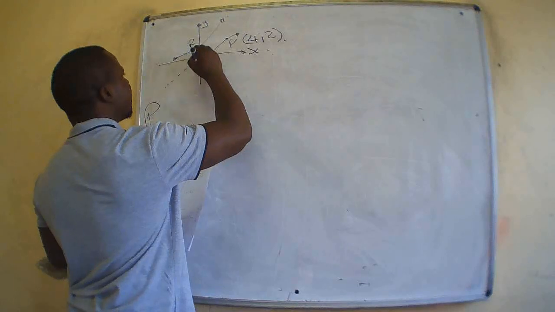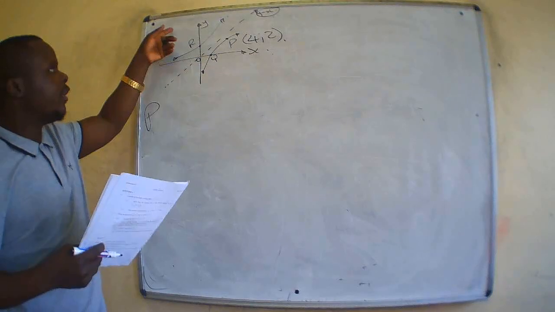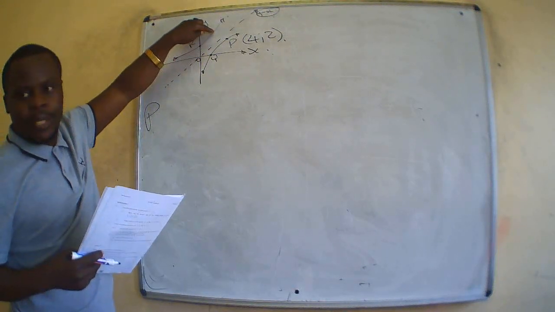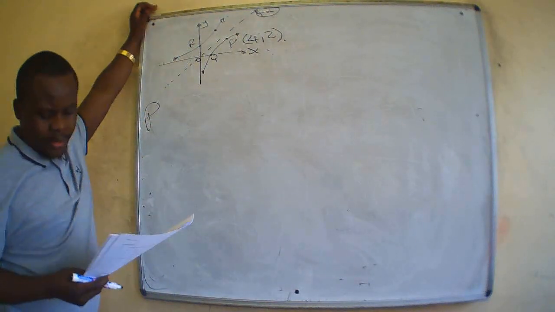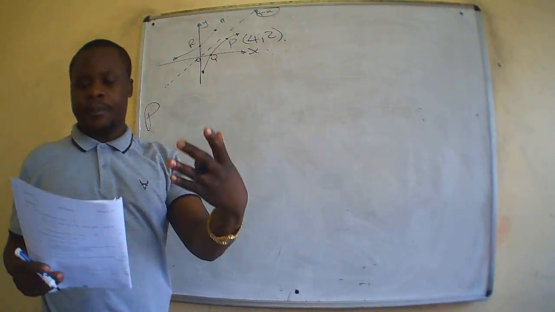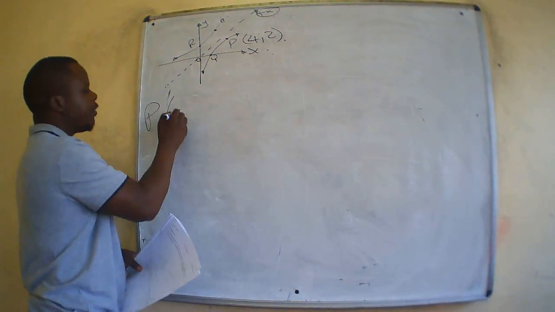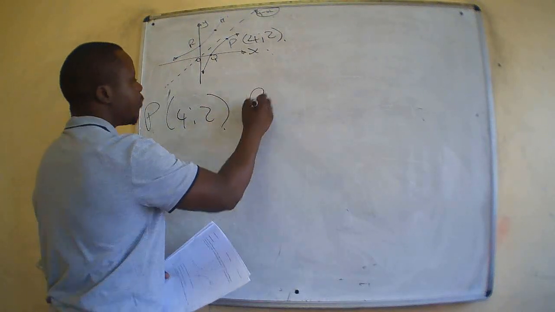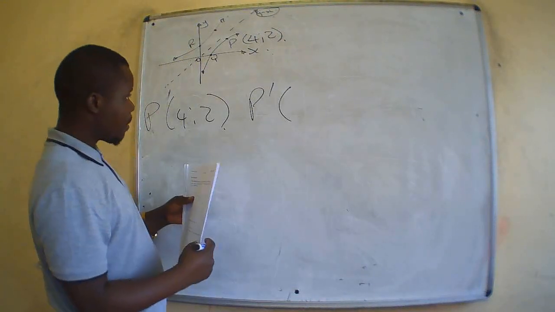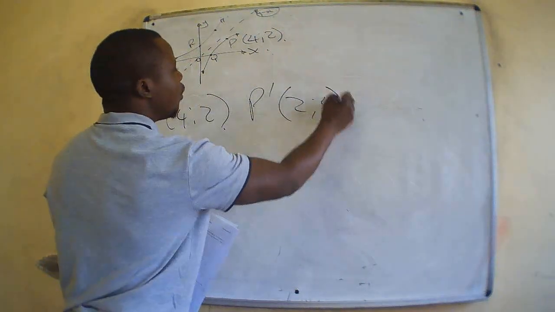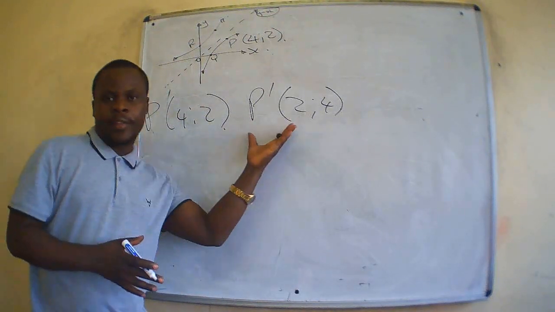So take note that these two graphs are inverses of each other. So there is a reflection of P, which is going to be found at this point. So if that is a reflection of P, what then are the coordinates? The coordinates of P that were given are (4, 2), but the coordinates of P inverse, which is going to be this, are (2, 4). So how do you find the coordinates of a reflection?